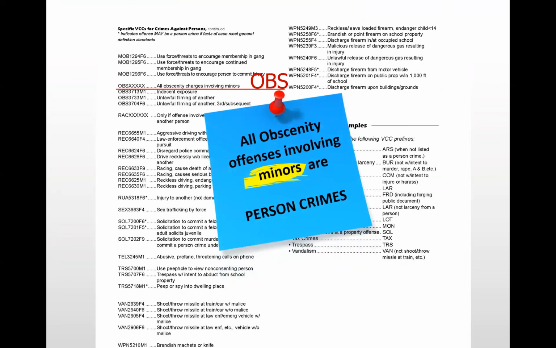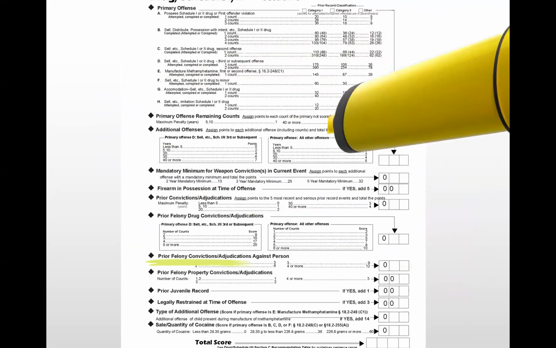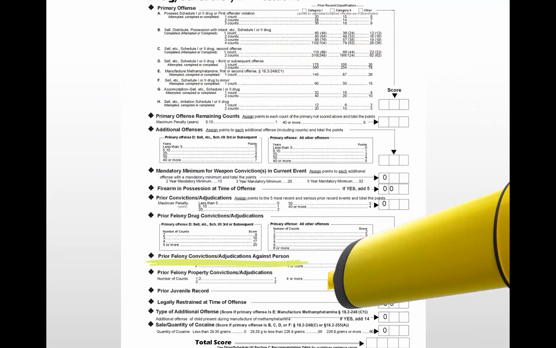One that also receives a fair number of questions would be the obscenity offenses. The most obscenity offenses are going to be other crimes. However, all obscenity offenses involving minors will be considered person crimes. So let's take a look at this factor, prior convictions and adjudications against a person.